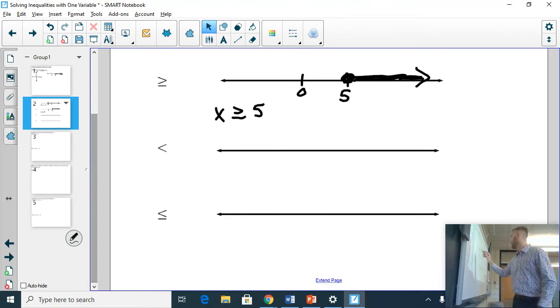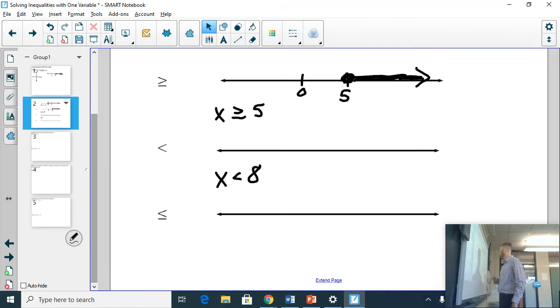And then down here we have less than. So if I were to say x is less than 8, again, maybe 0 is here, and we could say 8 is here. Less than, so we're going to have an open dot, and we're going to go to the left because it's everything less than 8. So that's what the graph of that would look like.